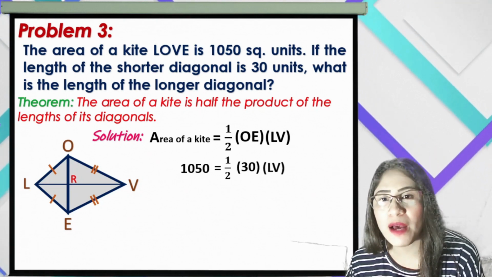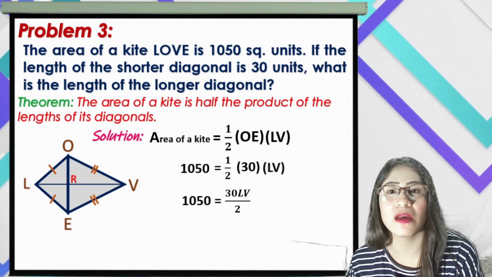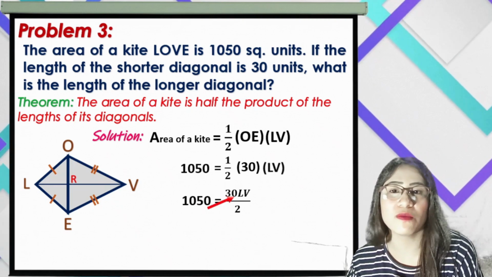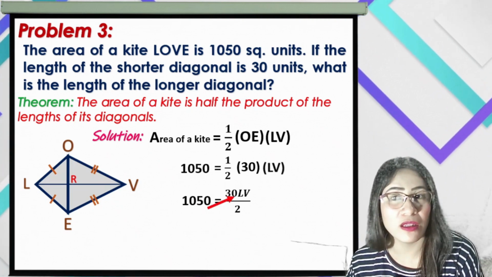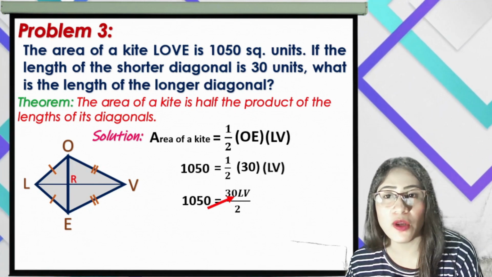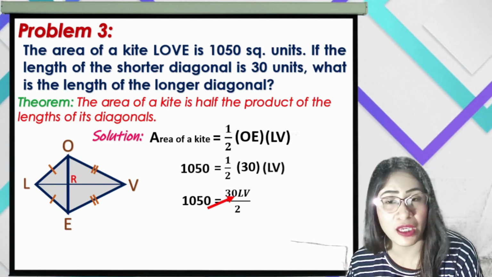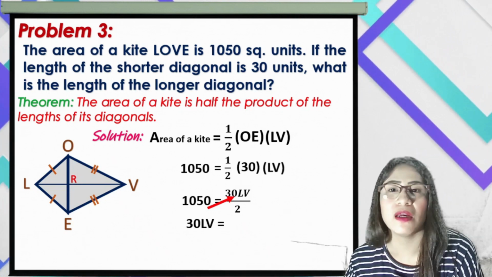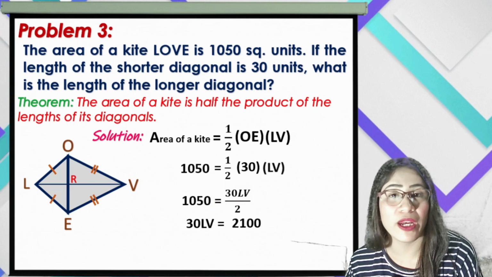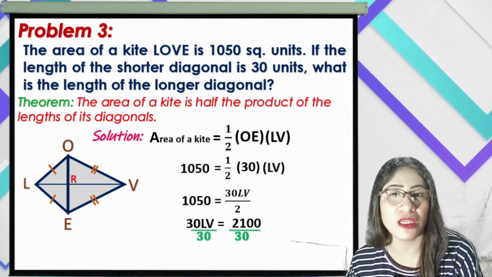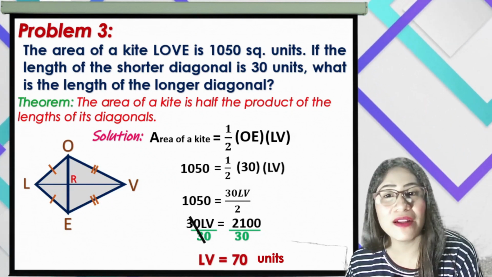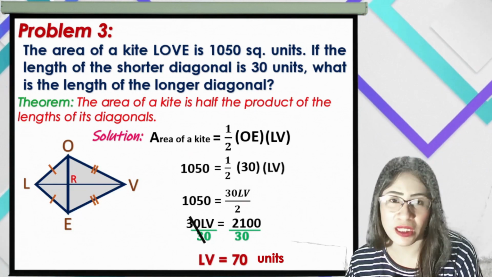Then 1/2 times 30 times LV is 30 LV over 2. Then cross-multiply. We have an imaginary 1 in the denominator of 1,050, so 1 times 30 LV gives us 30 LV, and 2 times 1,050 is 2,100. Then divide both sides by 30, so we have 70. Therefore, the measure of LV is 70 units.